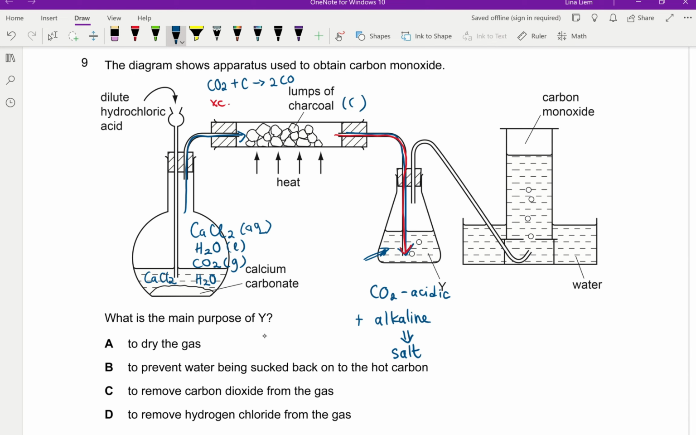Okay, and then the rest of the gas will be just carbon monoxide. Okay, so carbon monoxide in this case is collected above water, and it's because carbon monoxide is quite insoluble in water. Okay, so the answer is C. So this alkaline could be sodium hydroxide.